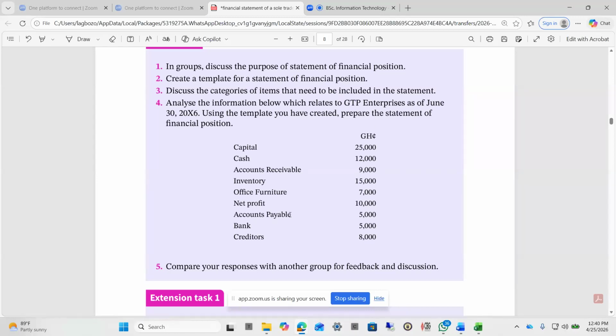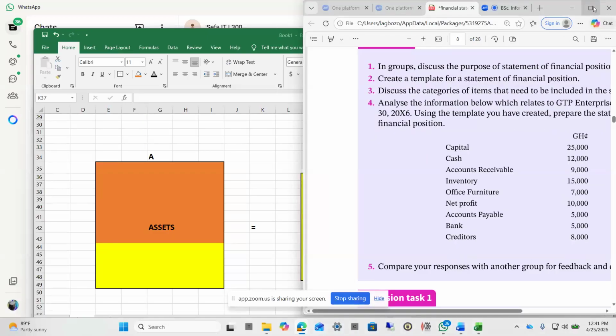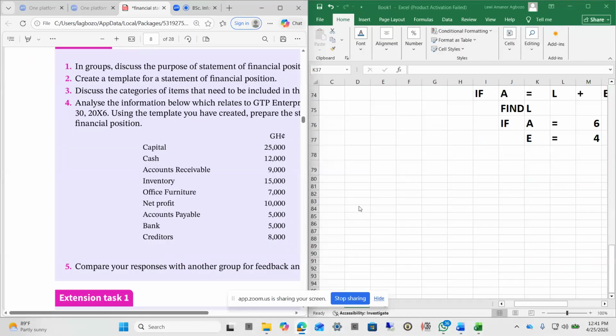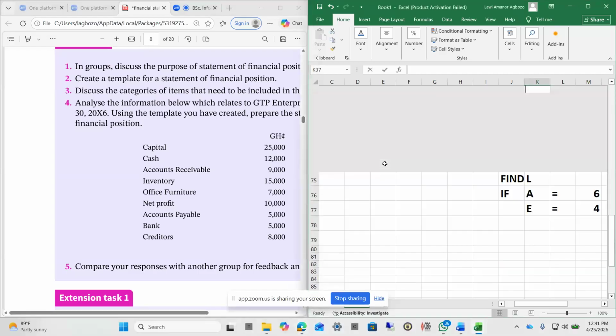So let's come to this one, accounts payable. Where does it fall? Liabilities. Which part of liabilities? Current liabilities. Bank balance, where does it fall? Current asset. Creditors, where does it fall? Current liabilities. Very good. So now let's use this information to prepare a balance sheet. What's the name? We were given the name as GT.